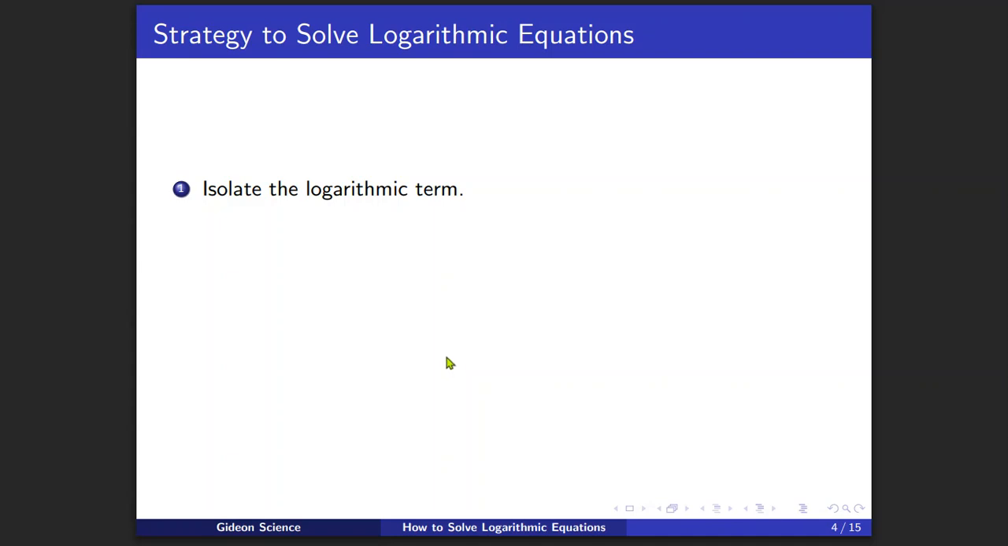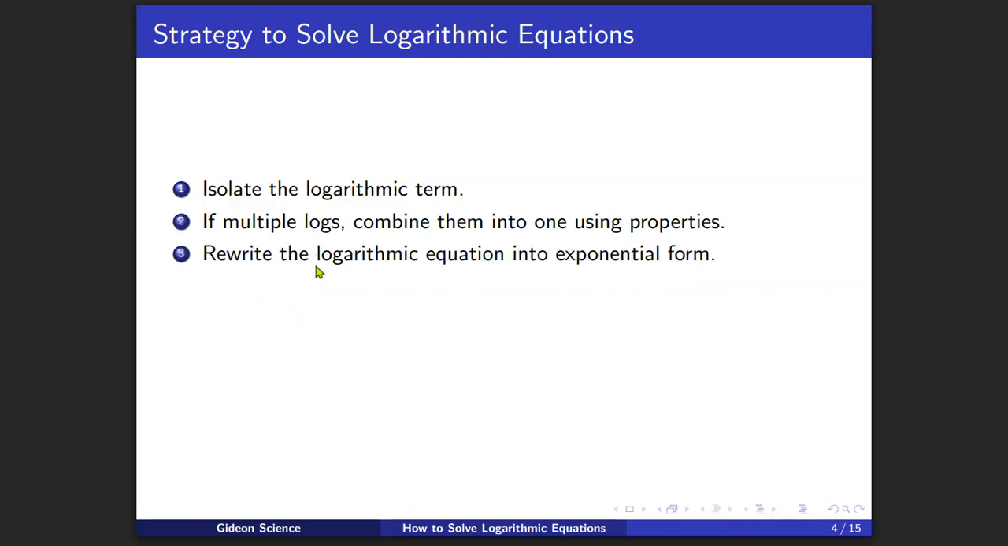Now, let's consider a strategy to solve logarithmic equations. 1. Isolate the logarithmic term. Next, if there are multiple logs, combine them into one using properties. So you use properties to combine multiple logs. Next, rewrite the logarithmic equation into exponential form.